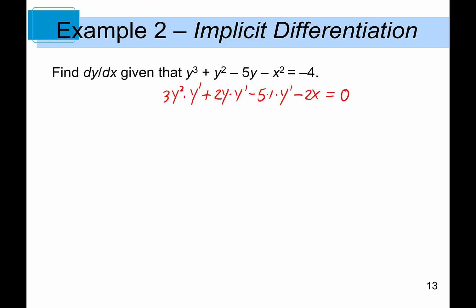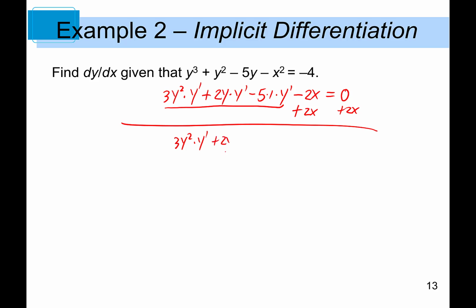Alright, so now get rid of 2x on the left hand side, so adding 2x to both sides of the equation. So now we have 3y squared times y prime plus 2y times y prime minus 5y prime, and that equals 2x because we cancel that. Okay, so then next step is factor out y prime. So we have y prime times (3y squared plus 2y minus 5) equals 2x.